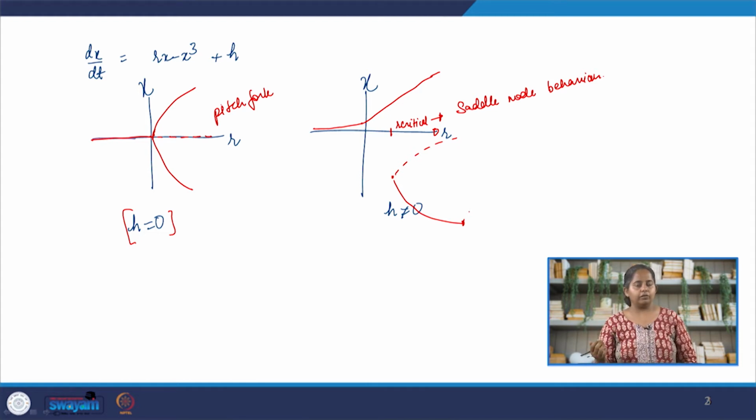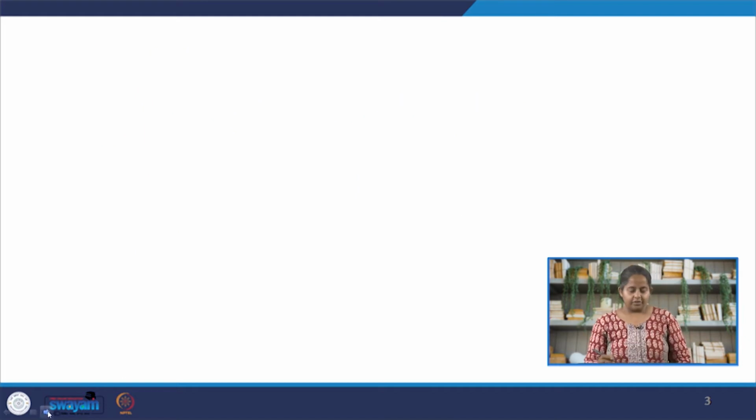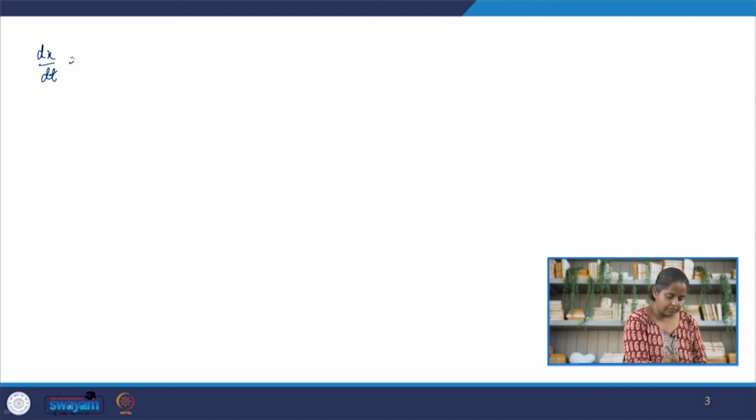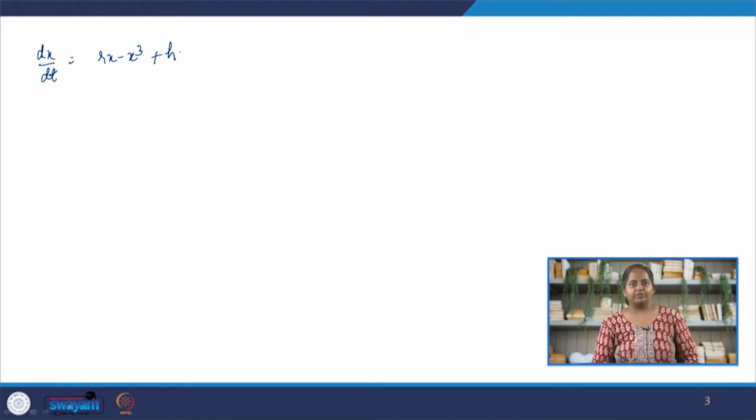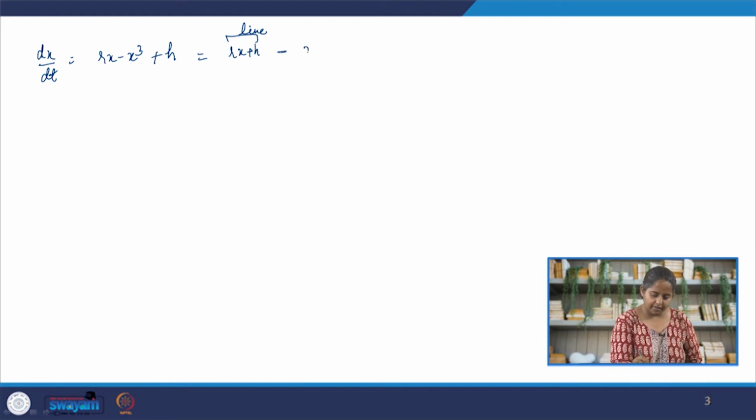Today we are going to look at what happens when we keep r constant and vary h. So this is our system. And we are going to vary h keeping r constant. So very easy, in order to do this graphically, I am going to write this as a line and a curve, two functions. This is the line minus the curve. Now I am going to draw the phase portrait.